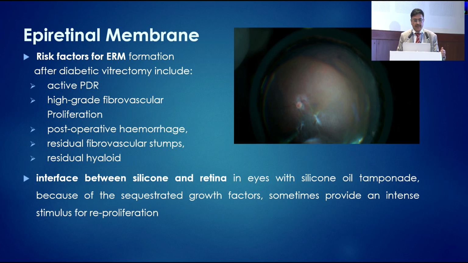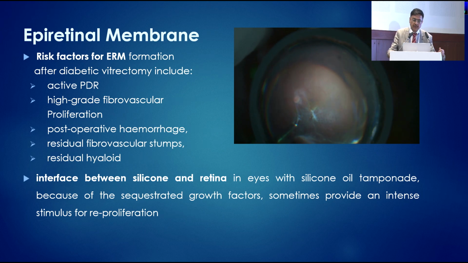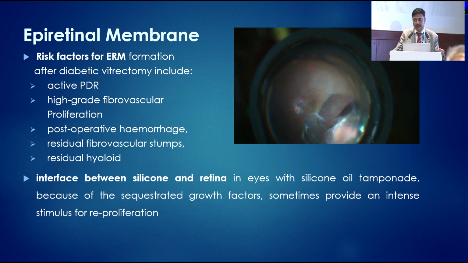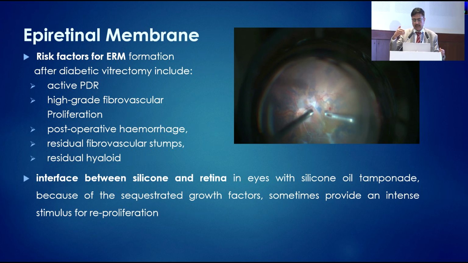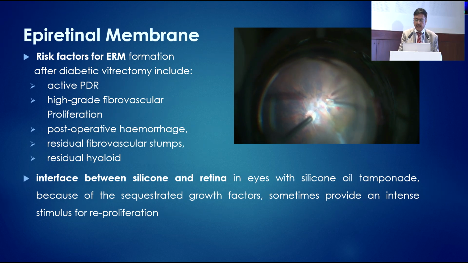Now, risk factors for ERM is active PDR. I won't go into theory much. And the interface between silicone and retina is a very important factor because of the accumulation of growth factors. Now, this is a case of post-silicone removal recurrent ERMs. You can see the extent of the ERMs from the posterior pole to the periphery, which I just showed. And the membrane peeling here is a different ballgame altogether than the usual ones with the usual vascular epicenters, because the recurrent ERMs don't follow the same pattern as the initial ERMs.